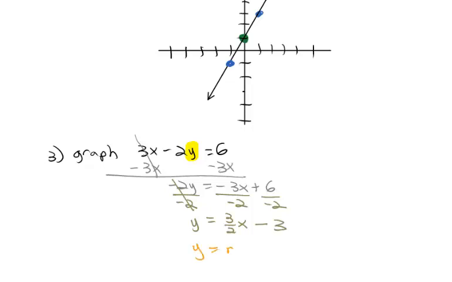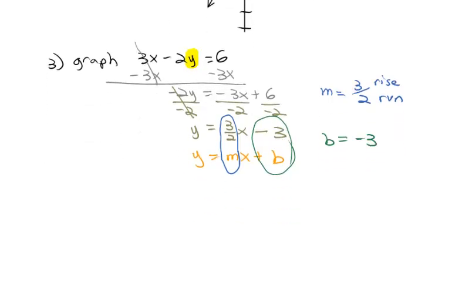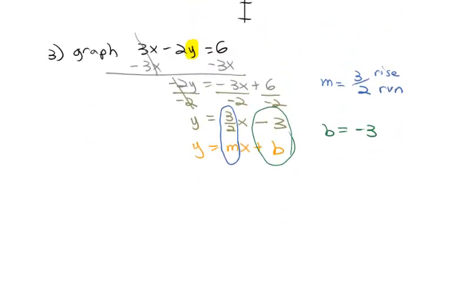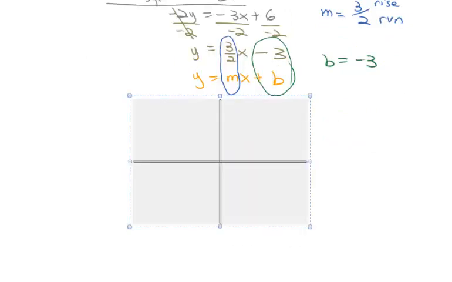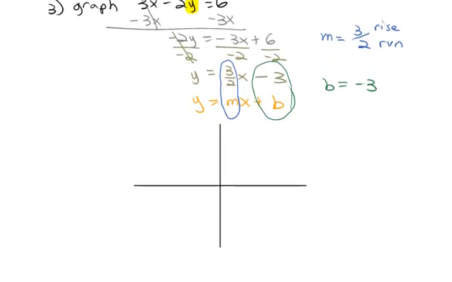And so now if you think about it as y equals mx plus b, we can again see that m, the slope this time, is 3/2. So we're going to rise 3, run 2. And b, the y-intercept, is at negative 3. And that's on the vertical line again. So, see if I can keep the problem on the page. There we go.